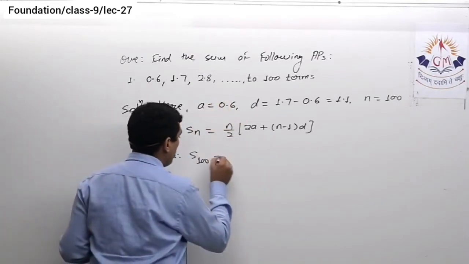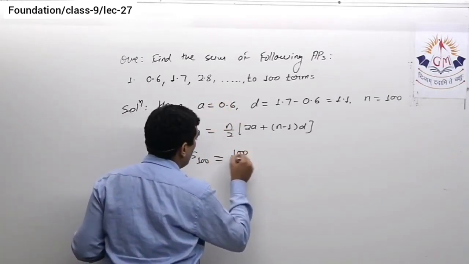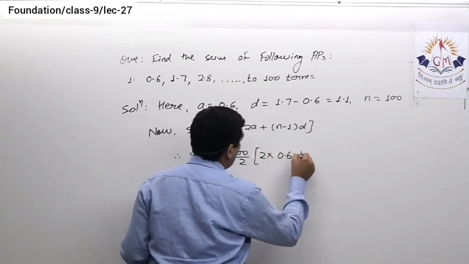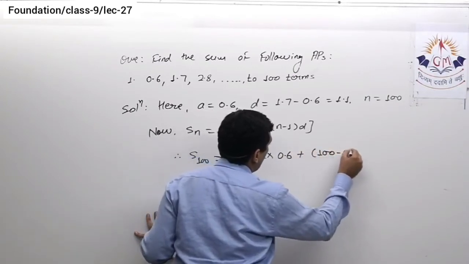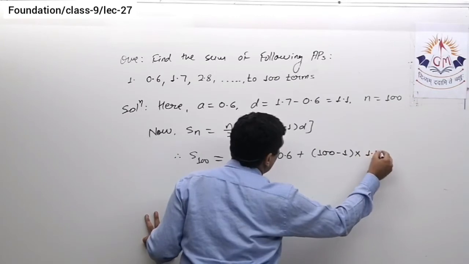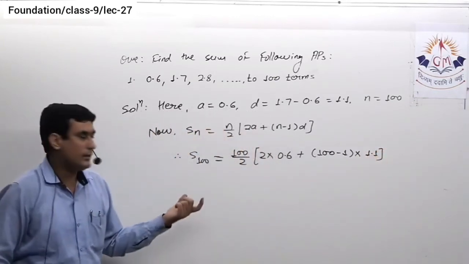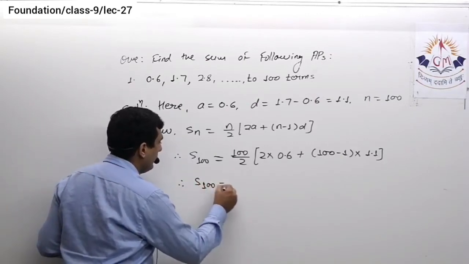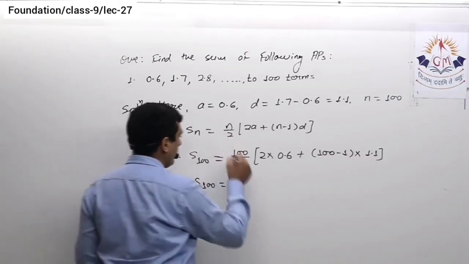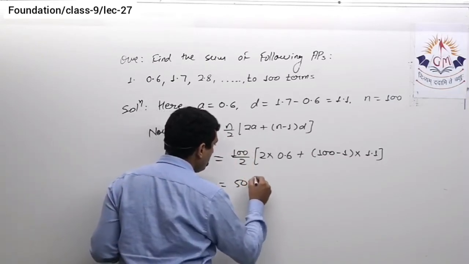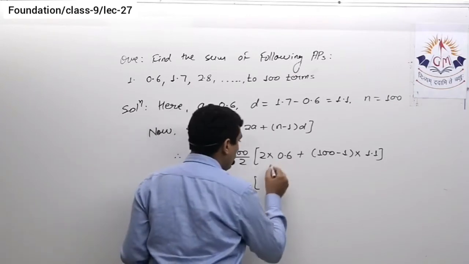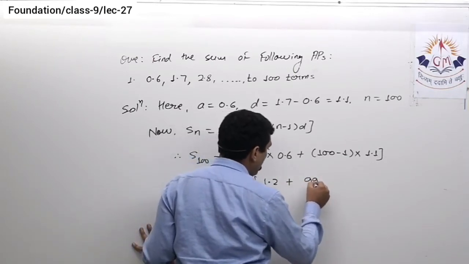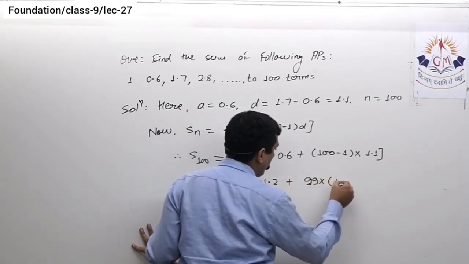So S100 is equal to 100 by 2, 2 into 0.6, plus 100 minus 1 into 1.1. The only thing is that there might be little bit complicated calculations, otherwise nothing in this question. Simply you have to put the values in the formula. So 100 by 2, that is 50. Now 2 into 0.6, that is 1.2, plus 99 multiplied by 1.1.